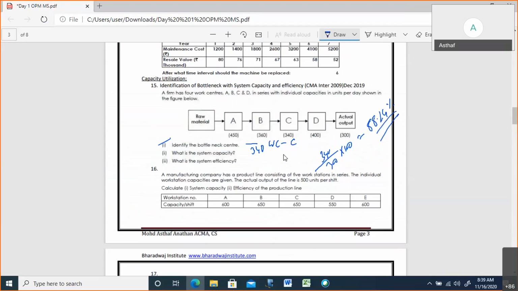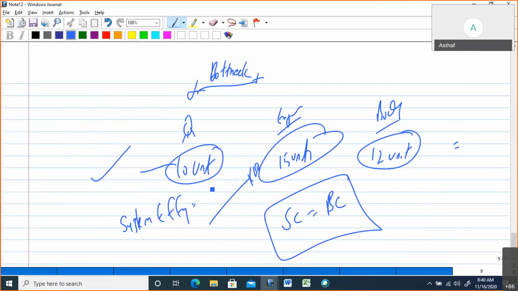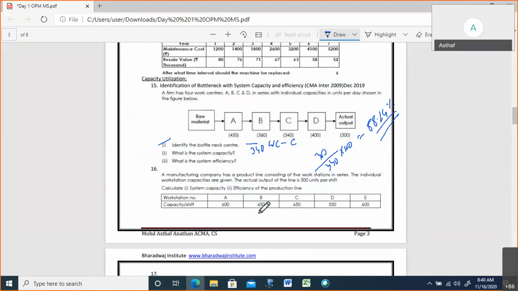88.24. This is just reversed, we have to make it 300 by 340. I made it wrongly. The actual output has to come in the numerator, divided by system capacity. Some typing error I have made. Your efficiency cannot be more than 100. It will be up to 100. So 300 by 340 into 100. How interesting, my dears.